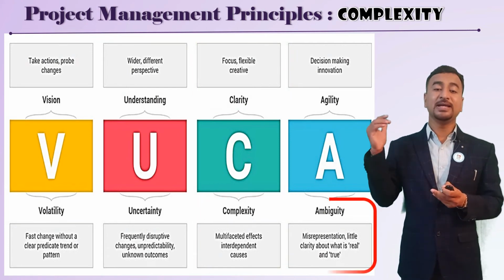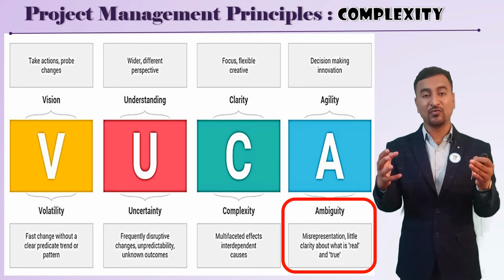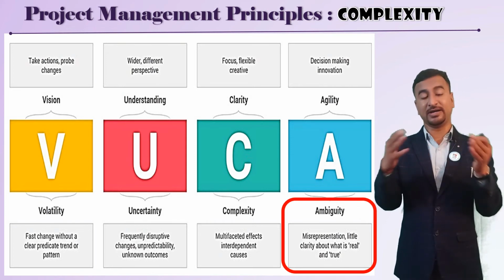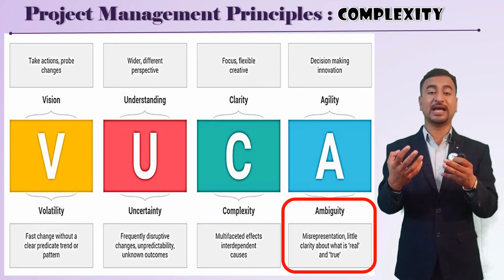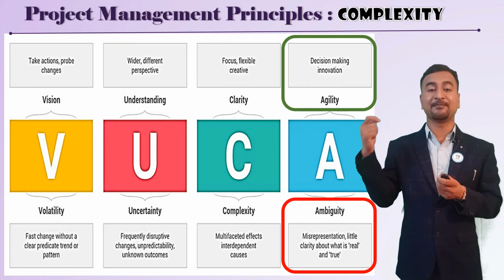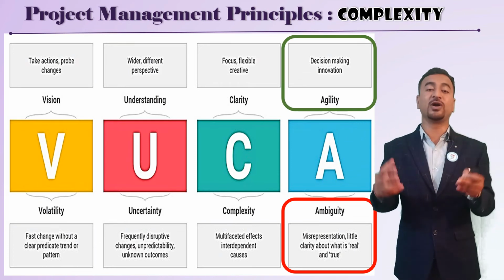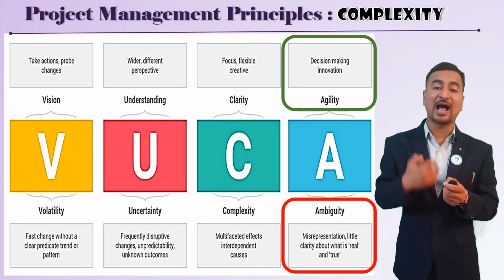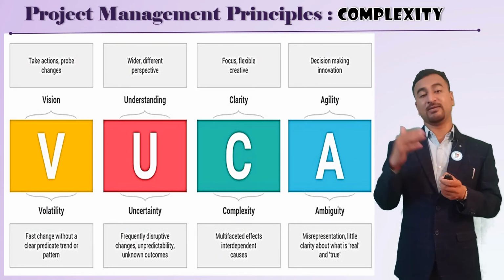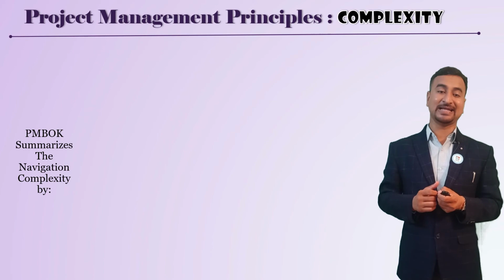And finally, the ambiguity, because we are living in a VUCA world which has that ambiguity, where we have different cultures and we are working with that. So how can you respond to that? By using agility, decision making with innovation. We have a wide spectrum of people in the team working on those goals. So that is how we can respond to the ambiguity. So this is how we can navigate the complexity in the VUCA world. So this is a good example.